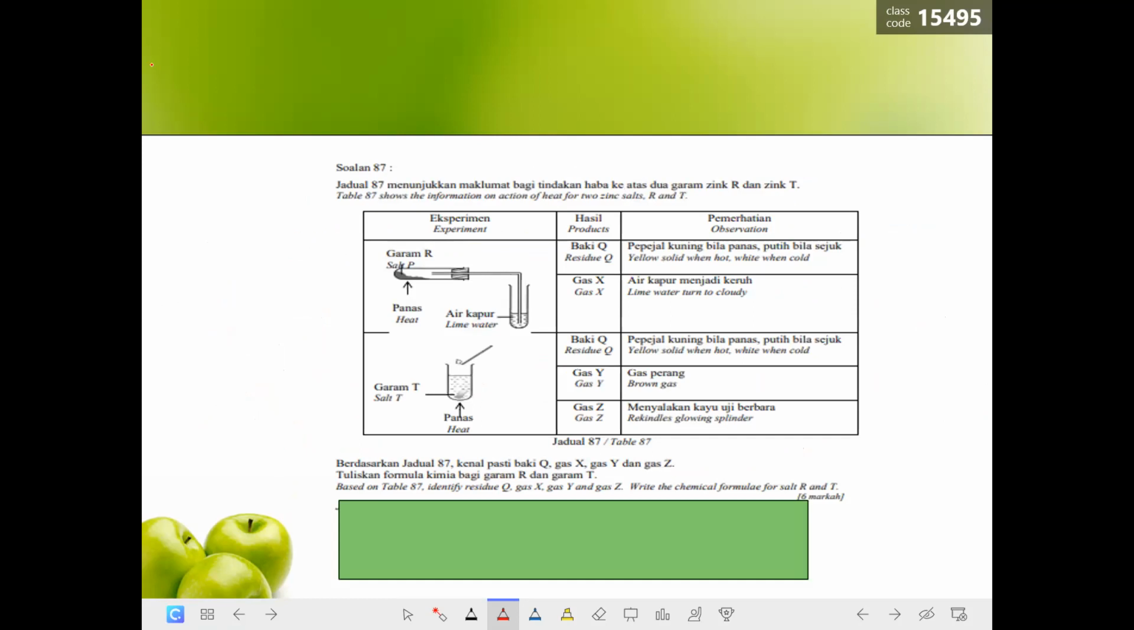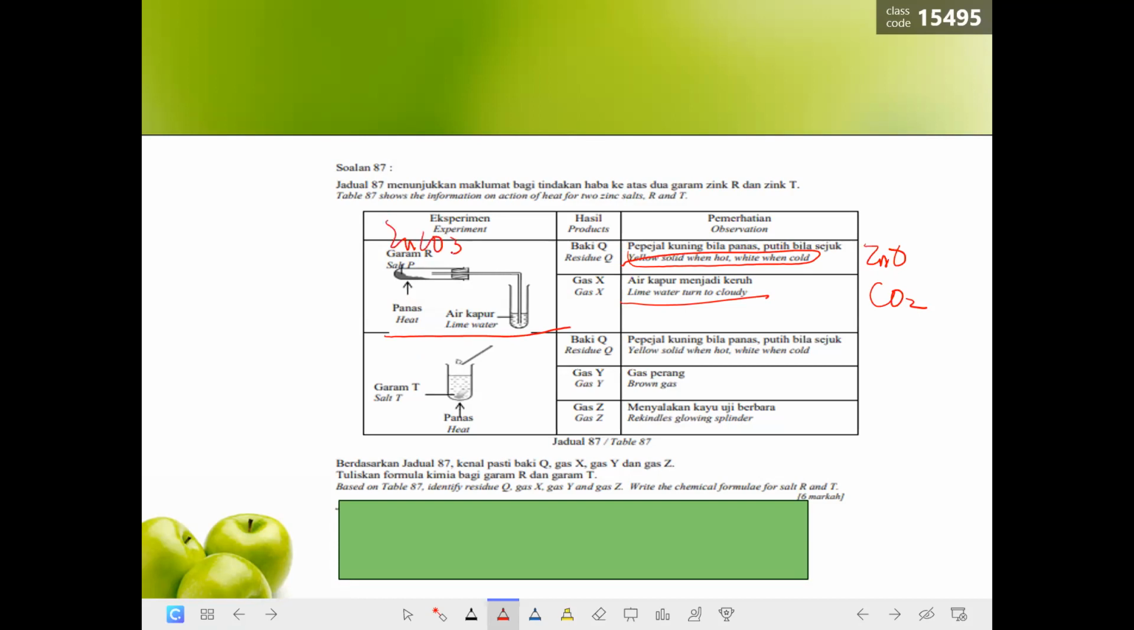Okay, now let's look at the next one. I do with you one by one. It is yellow when hot, white when cold. What is it? Zinc oxide. Very good. Okay, it turns lime water cloudy. Carbon dioxide. Very good. So what do you think is my salt here? Zinc carbonate. Very good.